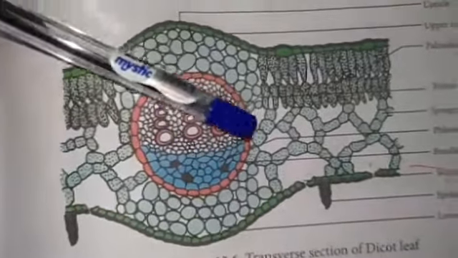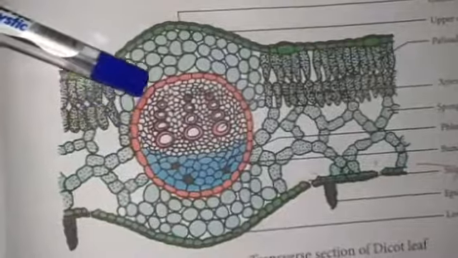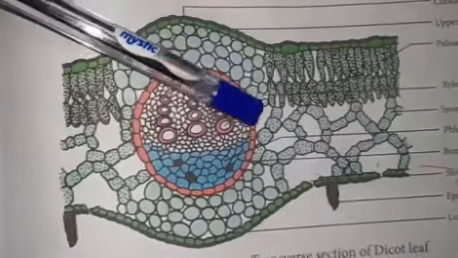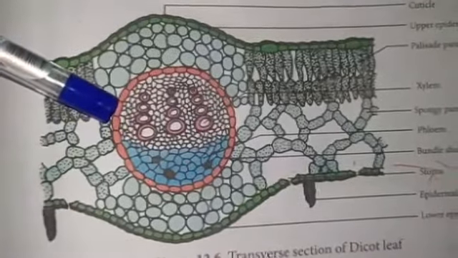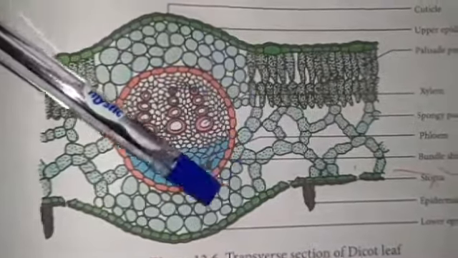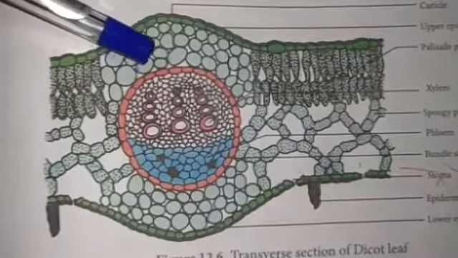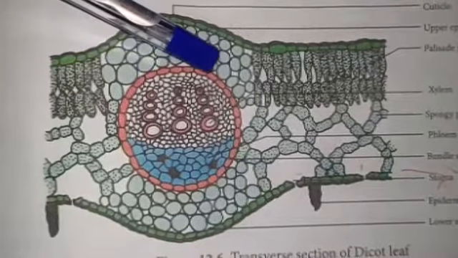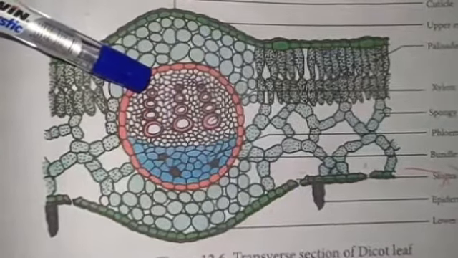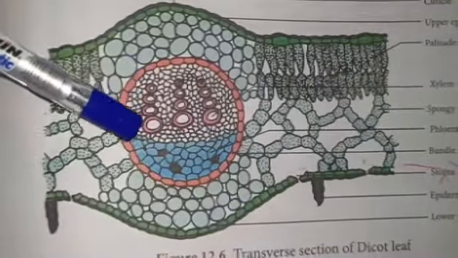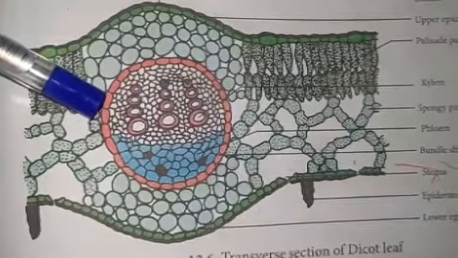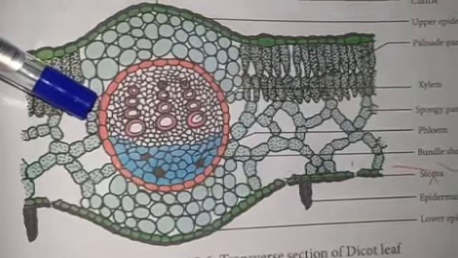The vascular bundles are surrounded by a compact layer of parenchymatous cells called the bundle sheath or bordered parenchyma. So if the vascular bundles are surrounded by parenchyma tissues, they are called bordered parenchyma or bundle sheath. Bundle sheath means the vascular bundles are surrounded by parenchyma.